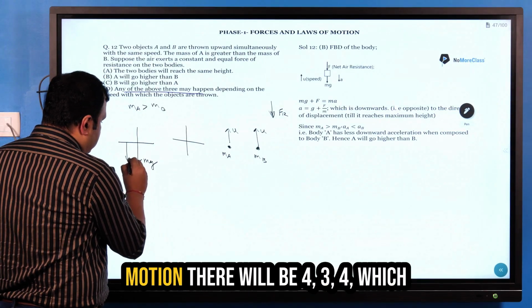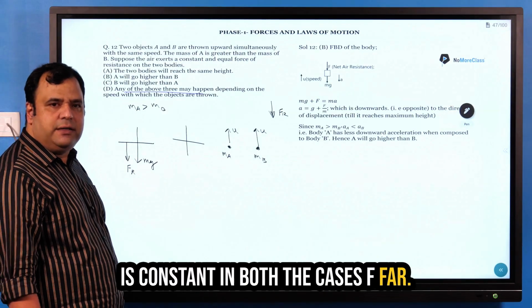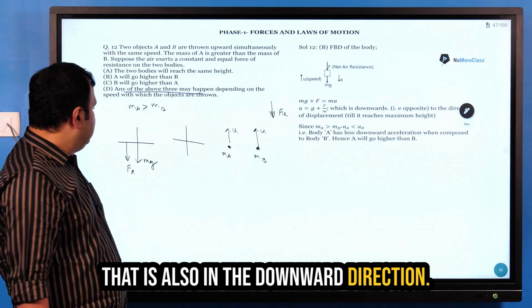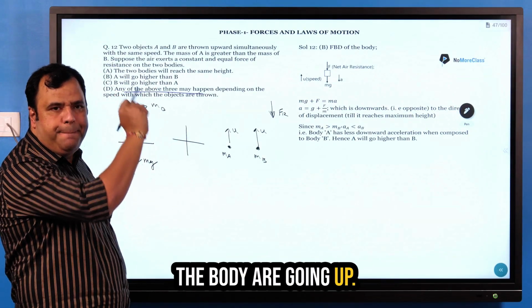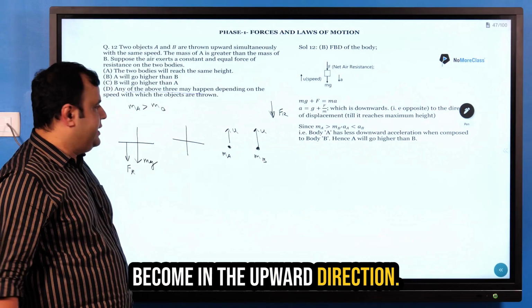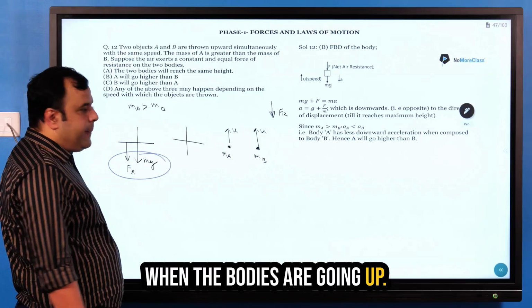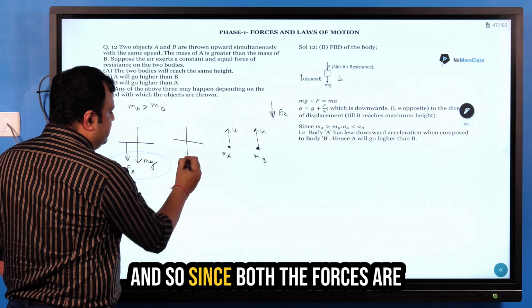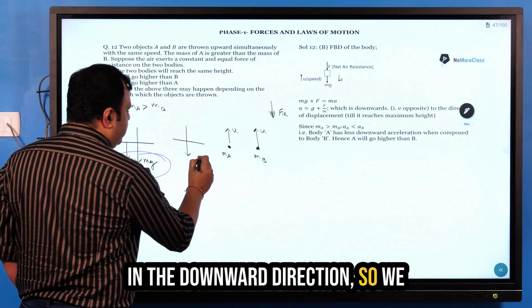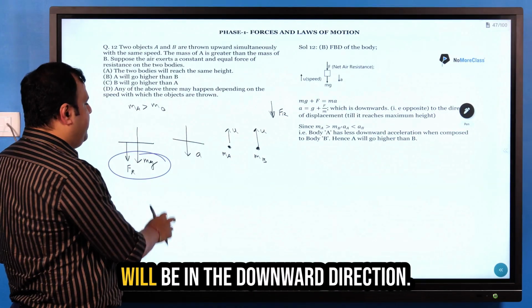Throughout the motion, there will be a resistive force, which is constant in both the cases, FR, that is also in the downward direction. It is downward because the bodies are going up. When the body will come down, at that time, the FR will become upward. So these two are the forces when the bodies are going up. Since both the forces are in the downward direction, we'll see the acceleration, or you can say retardation, in this case will be in the downward direction.